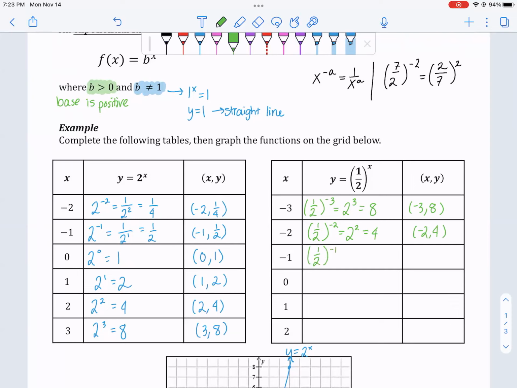1/2 to the -1 is 2 to the +1, so just 2. So -1, 2. 1/2 to the 0 is 1, much like anything raised to the 0. 1/2 raised to the first power is 1/2. So we have 1, 1/2. And 1/2 raised to the second power is going to be 1/4. So we have 2, 1/4.